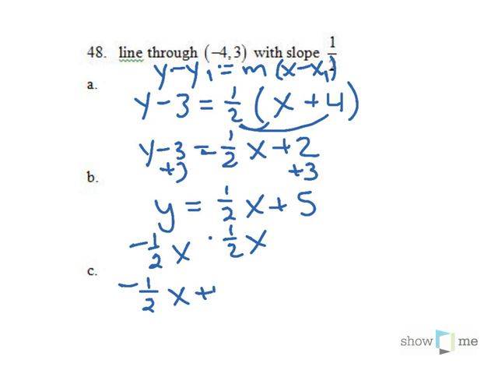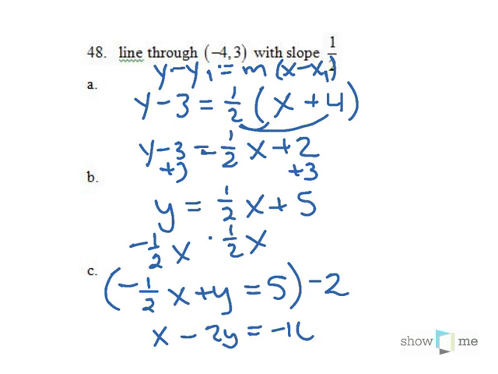-1/2 x plus y equals 5. And I need to get rid of my fractions. I also can't have my a being negative, my first term, so I'm going to multiply by -2. That will clean out the fractions and take care of that negative. When I multiply by -2, I get x minus 2y equals -10. Be careful to distribute all the way through. So this is point-slope form, slope-intercept form, and standard form.